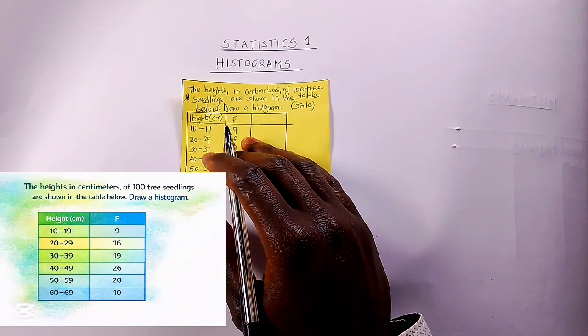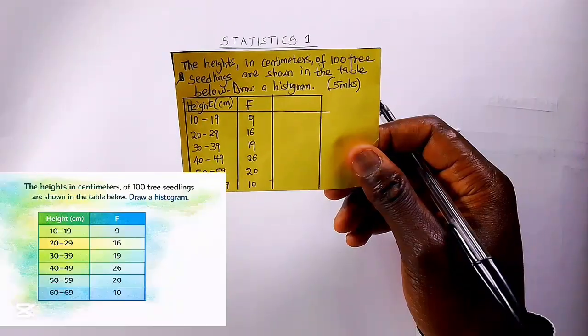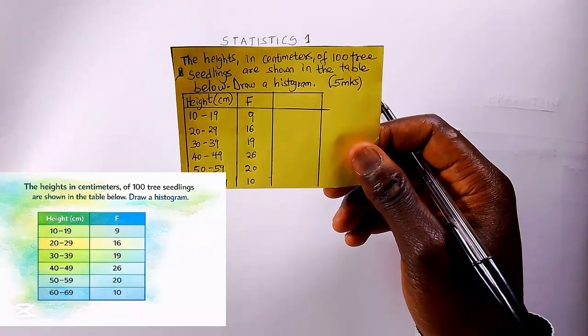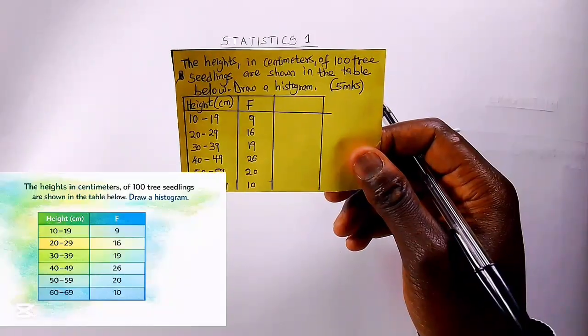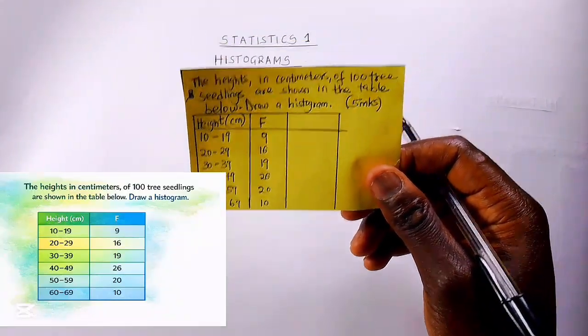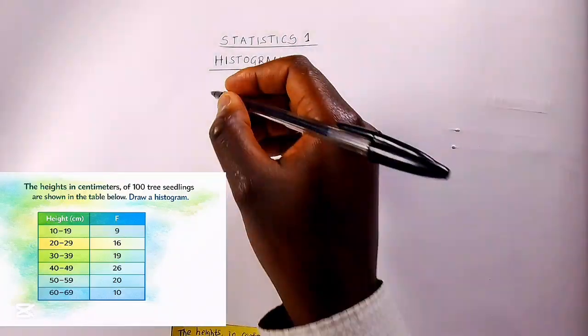In this class, we are going to learn how to draw or represent statistical data using histograms. So we have a question here. The heights in centimeters of 100 tree seedlings are shown in the table below. Draw a histogram. In this set of questions, we will draw the same table here to represent that.